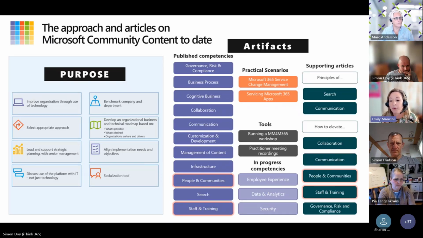As I was diving into employee experience and looking at the edges of that with people and communities and staff and training, I started to break out and look at the structure a little bit differently.